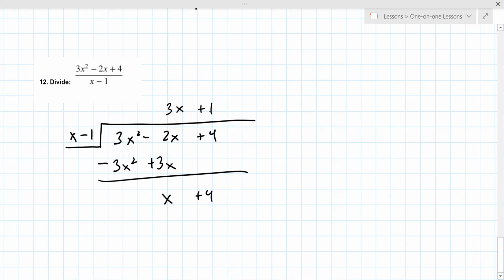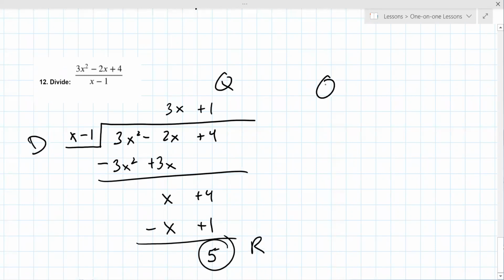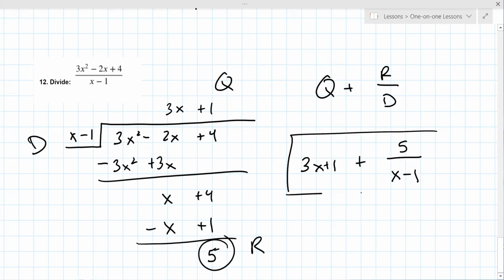What's plus 1? 1 times x is x. 1 times minus 1 is minus 1. Change the sign again of both. You get 5. So that's your remainder. So there's your quotient, your remainder, and your divisor, and you write it as quotient plus remainder over divisor. Your quotient is 3x plus 1. Your remainder is 5, and your divisor is x minus 1. So this is what it's looking for as a final answer.